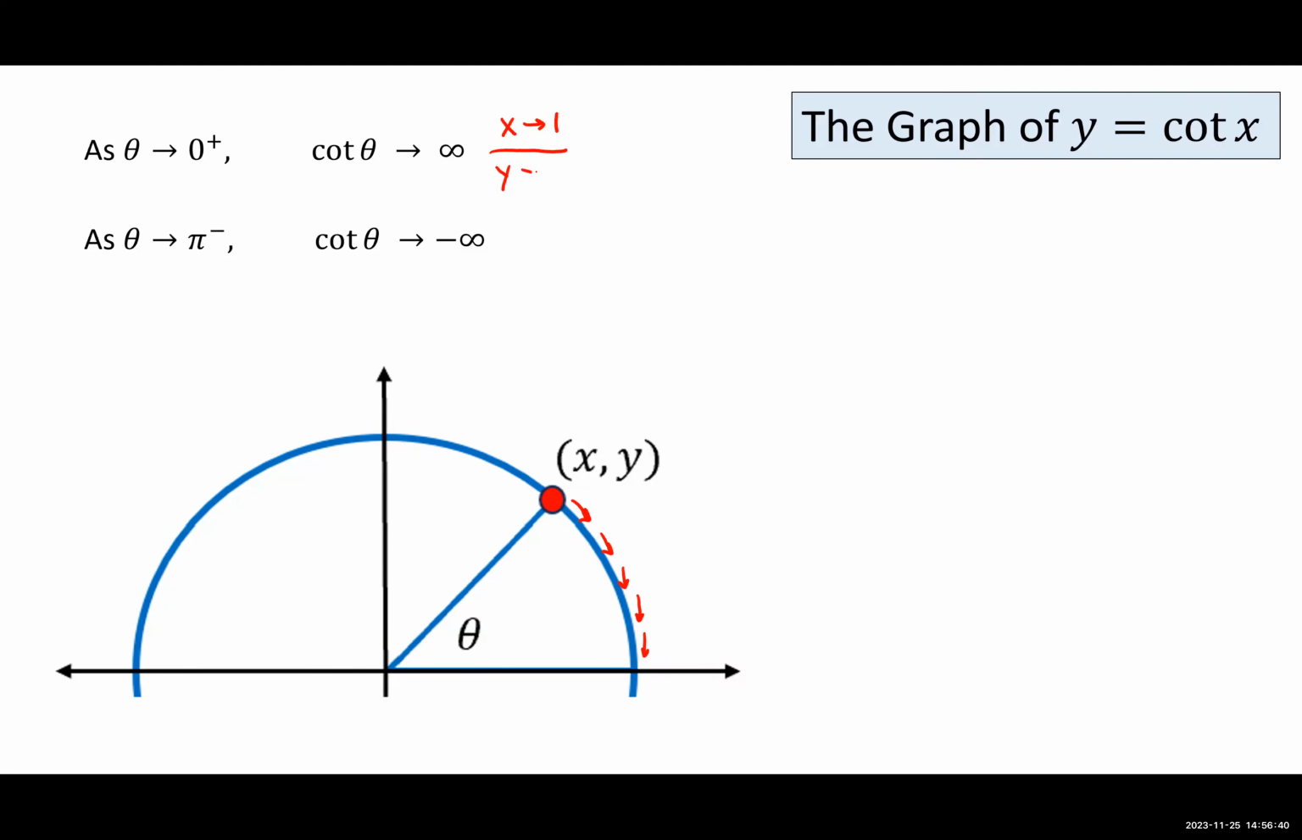And the y values, remember, cotangent is x over y. So the x values are getting closer to 1. The y values are getting closer to 0. But those y values are positive. So we're getting a number close to 1 divided by an infinitely small positive number. So at that asymptote, the graph, the y values are going to go to positive infinity.